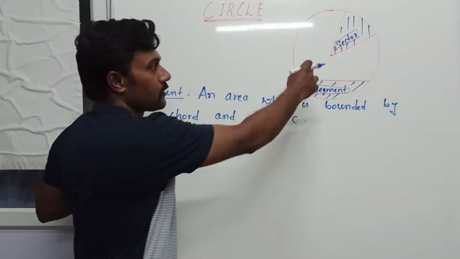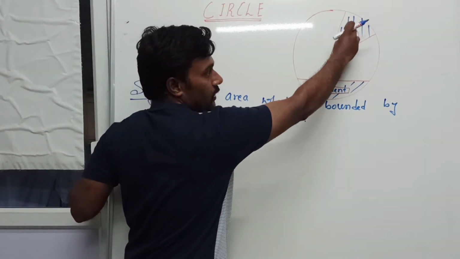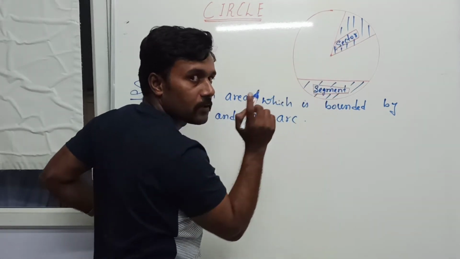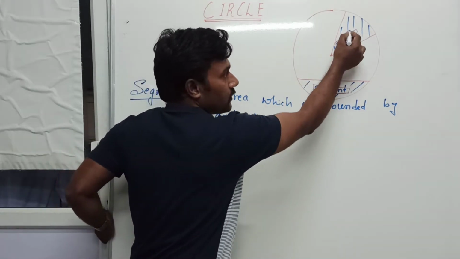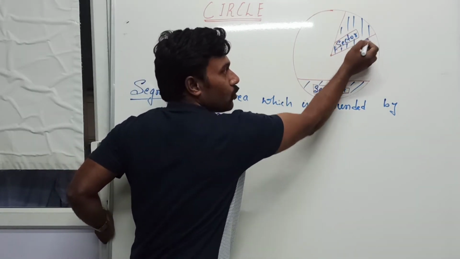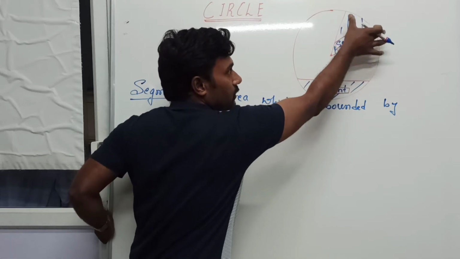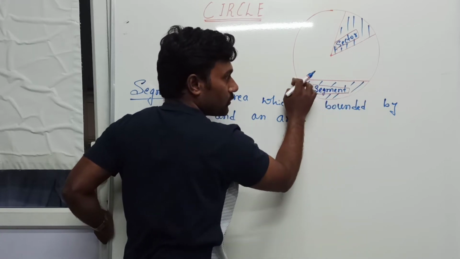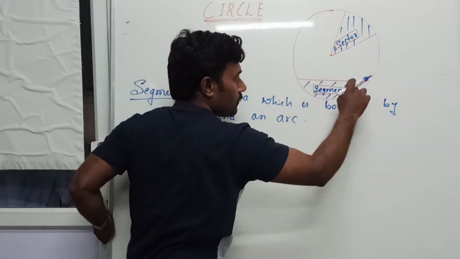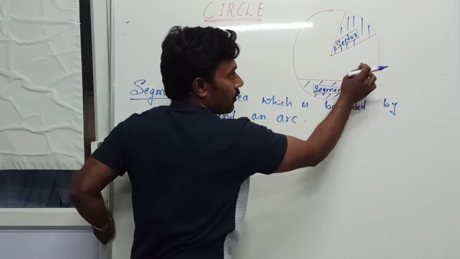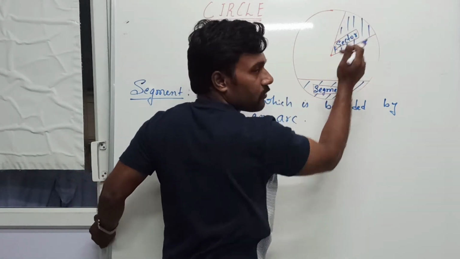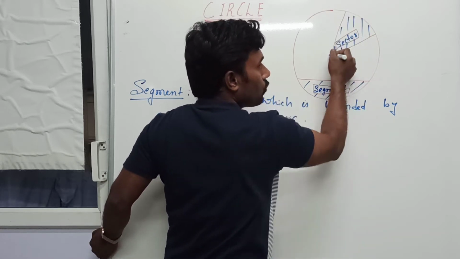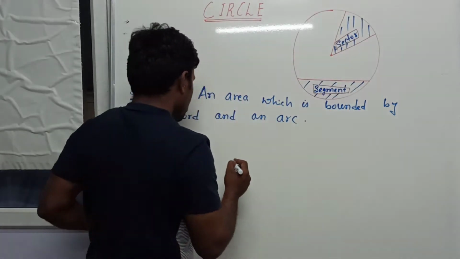In the same way, this is the region or area which is bounded by two radii. Radii is the plural of radius. So this region or area is bounded by two radii and an arc. An arc is a part of the circumference. Here also this is an arc, a part of the circumference. This area is bounded by two radii and an arc. This is called a sector.